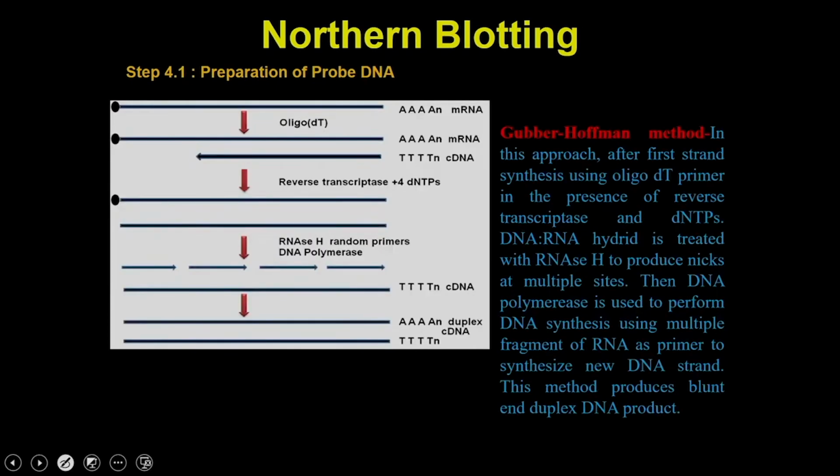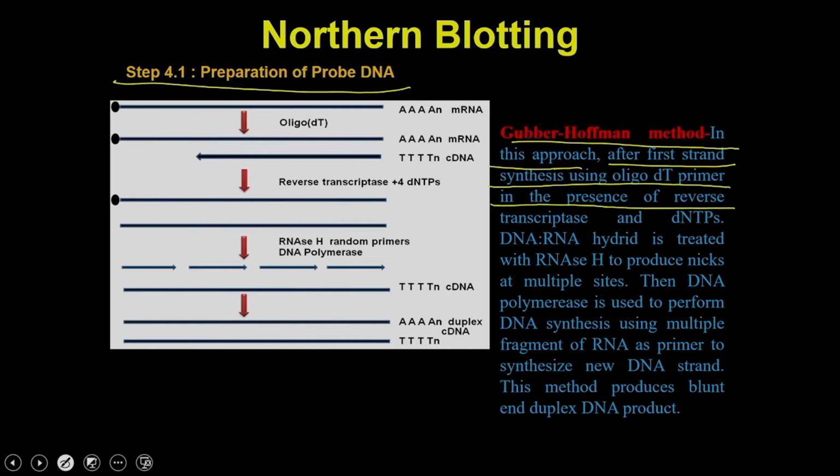So, one of the methods we are going to discuss to prepare the probe DNA is the Gubler-Hoffman method. In this approach, after the first strand synthesis using the oligo-dT primer in the presence of reverse transcriptase and the dNTPs, the DNA-RNA hybrid is treated with RNase H to produce nicks at multiple sites. As you know, all the messenger RNAs are going to have the poly A tail.